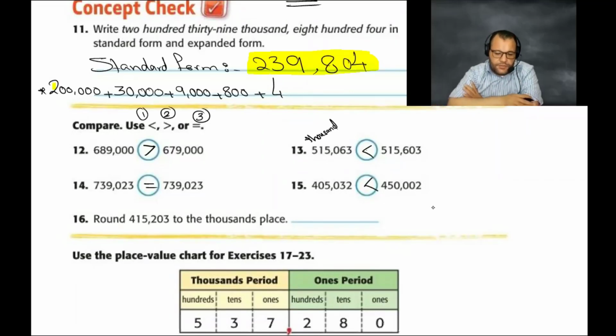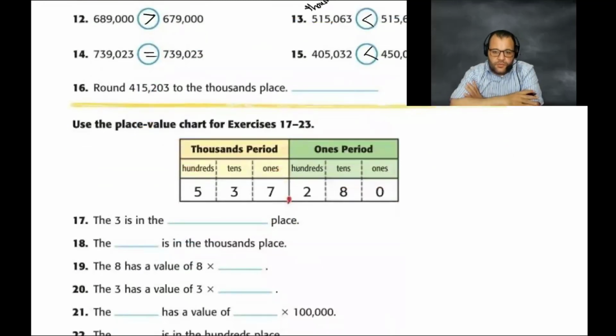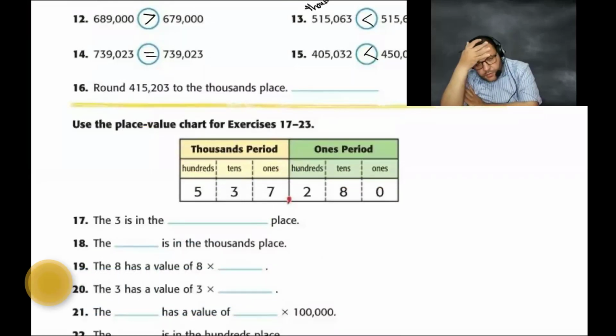Can you solve the next question? The next one, question number 16. Hello, can you hear me? Yes. We need to round this number, 415,203, to the nearest thousand.